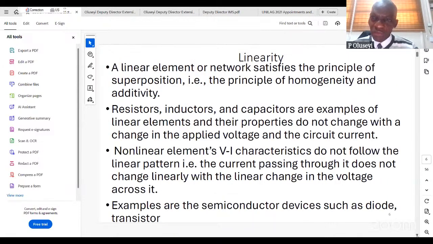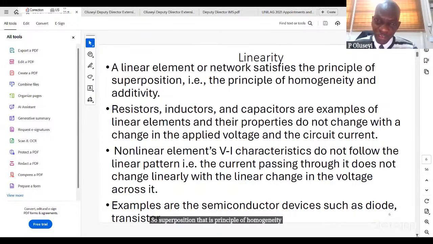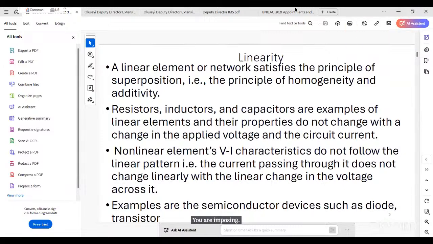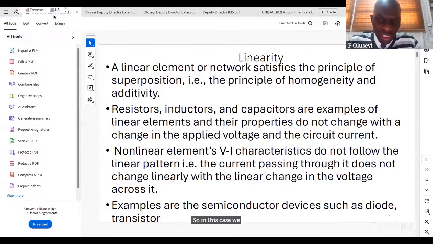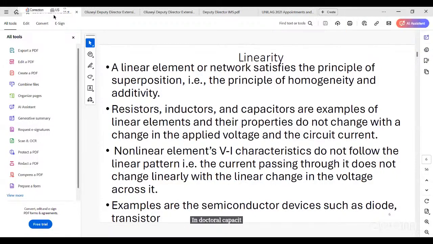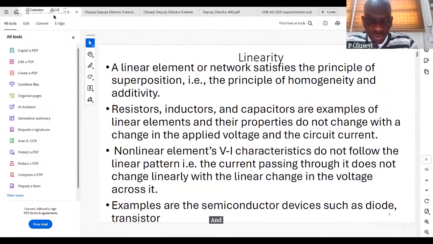So a linear circuit or network satisfies the principle of superposition, that is, the principles of homogeneity and additivity. By the time we get to what superposition is all about, we will understand better. But what we mean by superposition is that you are imposing one part of the network on the other. In this case, we have the resistor, inductor, and capacitors as examples of linear elements, and their properties do not change with a change in the applied voltage.